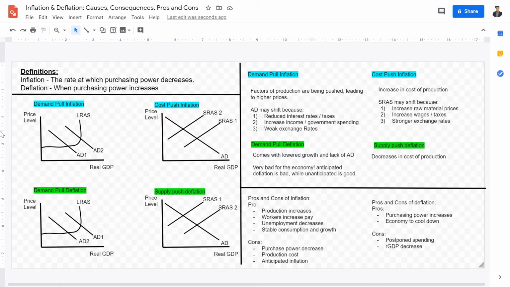Now, what are some factors that may shift aggregate demand to the right from AD1 to AD2? For example, a reduction in interest rates, a reduction in taxes, an increase in government spending, or an increase in income. These will all cause aggregate demand to increase. When aggregate demand increases, real GDP increases, and therefore demand pull inflation occurs. Demand pull inflation exists because the factors of production are being pushed, leading to higher prices.